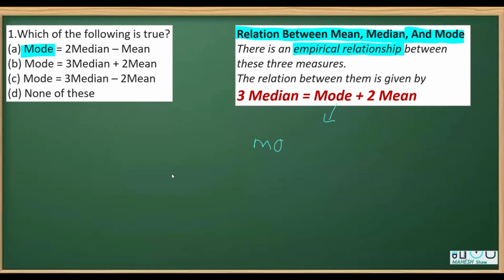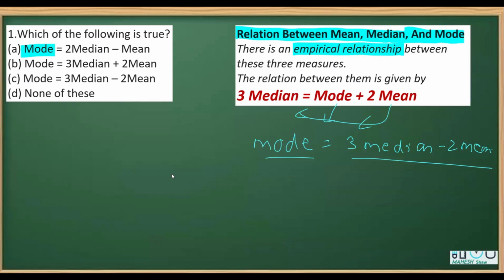isolate mode here. So if I transpose, keeping mode on the one side and transposing mean to the other side, what are we getting? We are getting 3 median, right? We are getting 3 median minus, because on transposing this to the left hand side, it will be minus 2 mean. So it should be mode is equal to 3 median minus 2 mean. So mode is equal to 3 median minus 2 mean, right? So therefore, we'll say that C is the correct option here. That is mode is equal to 3 median minus 2 mean.